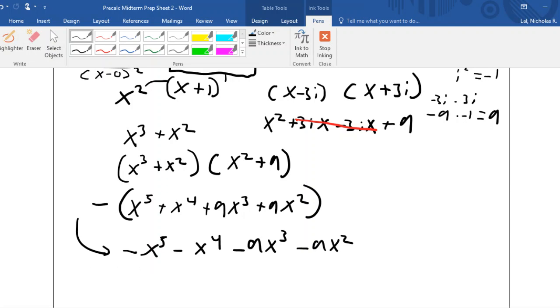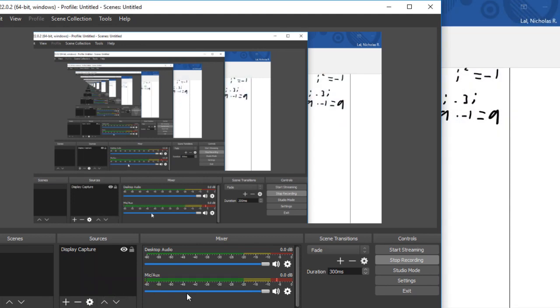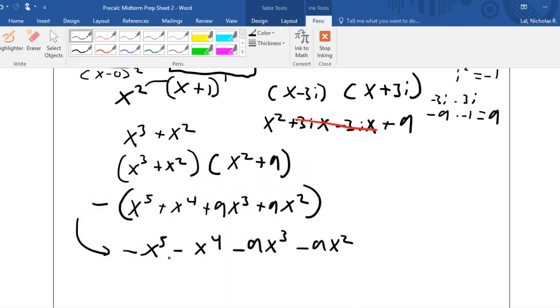All right. And that is our end behavior. That is a function that has those zeros with that end behavior.